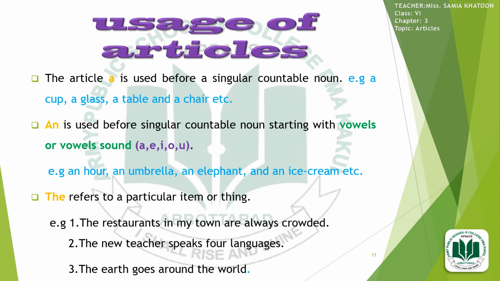Example 3. The earth goes around the sun. Yes, you all know that earth is a special planet. It is not something common. It is a particular planet. That's why we have used the with this. So we came to know that for the things which are particular, which are specific, we will use the while talking about them.